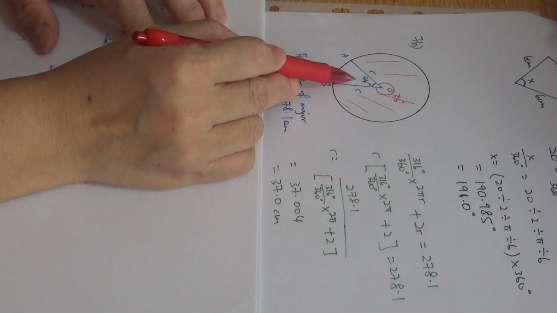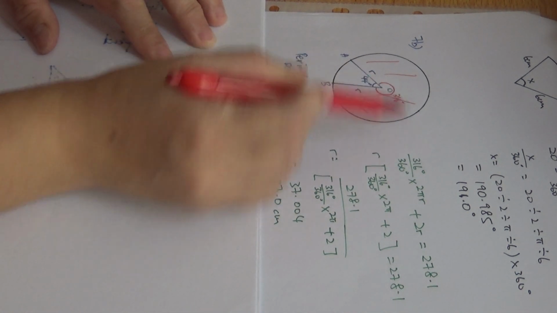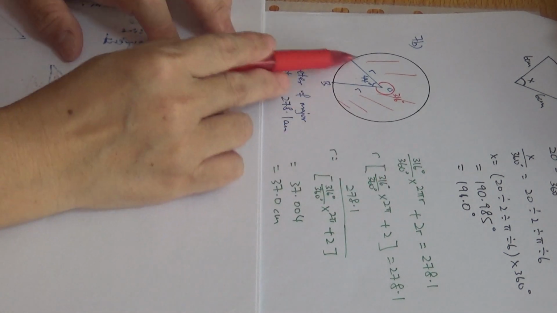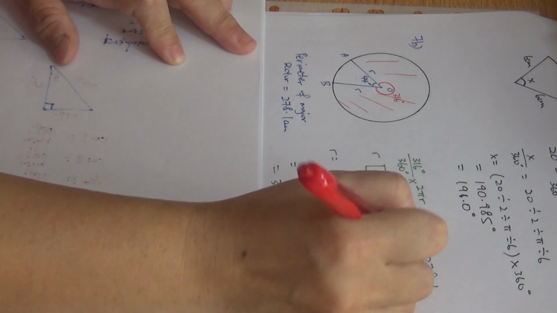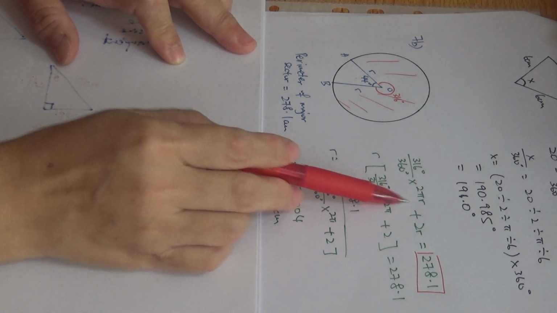Okay, now this is 44 degrees. We have to find the angle over the other side, which is 316 degrees. So 316 over 360 times 2 pi r plus 2r will give me 278.1. Note that this is the perimeter, not the length of the major arc. Okay, have to be careful here.